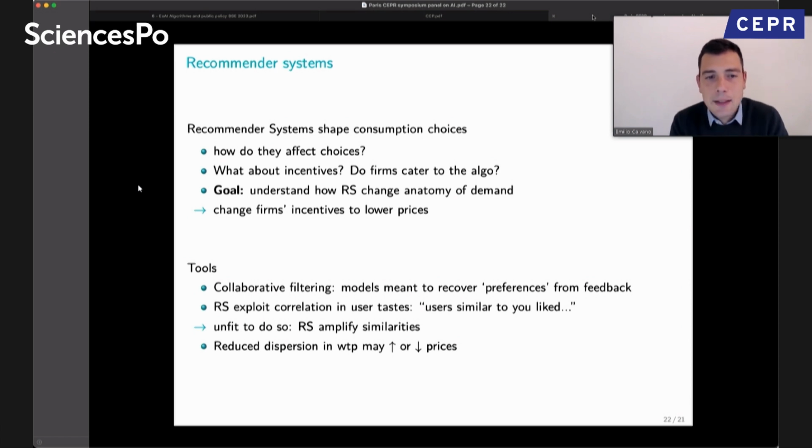So the overarching goal of this research project is to really understand how these algorithms change the anatomy of demand. We contrast a world with and without recommender systems, and we show that the anatomy of demand changes considerably. And this, of course, has profound implications for firms' incentives to lower prices, market outcomes, and so on and so forth.